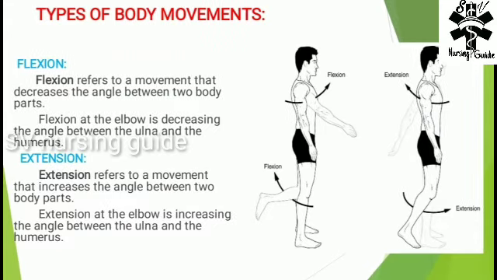Extension. Extension refers to a movement that increases the angle between two body parts. You see in this picture, extension at the elbow is increasing the angle between the ulna and the humerus. That is called extension.